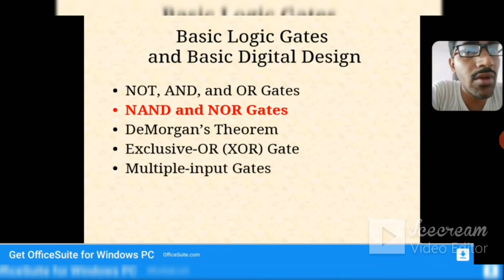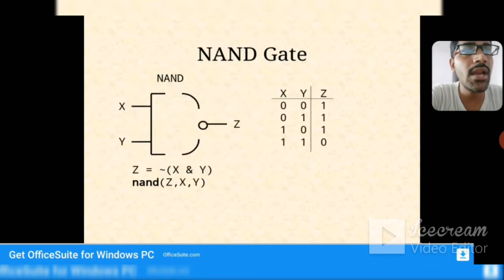These are the 3 basic gates we have discussed, and now we will discuss NAND and NOR gates. The NAND gate is designed by combining 2 gates, an AND gate and a NOT gate. The bubble at the top of the D shows the inverter gate, and the D symbol shows the AND gate. So the AND gate and the inverter gate combine together to form a NAND gate. We can say that the NAND gate is a complement of the AND gate.